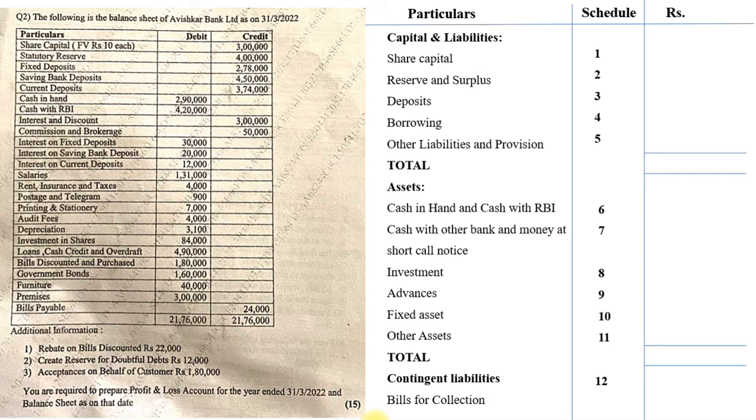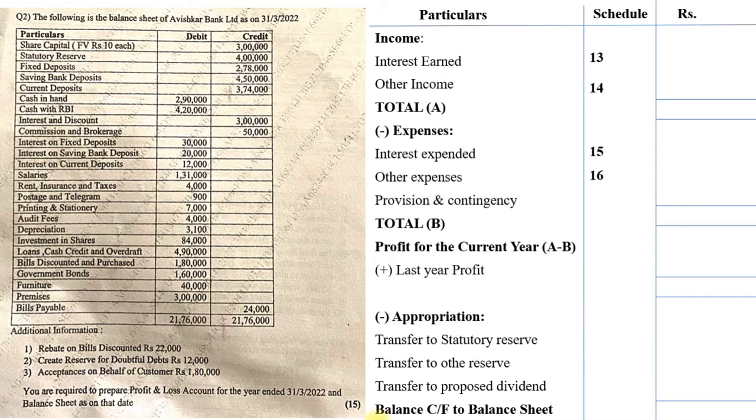You should first note down this format. Second, after making the balance sheet format, we need to make the P&L account format, under which we have income, under that interest earned and other income. Then we'll get the total. We have expenses, under that we have interest expended, other expense and provision and contingencies. Total it up. Once we get our income and expense, we subtract, we get the profit of the year. If there is any previous year's profit, we add, less all the appropriation that will be transferred to reserve, to other reserve, to proposed dividend, and whatever remains will be your balance carried forward to the balance sheet.